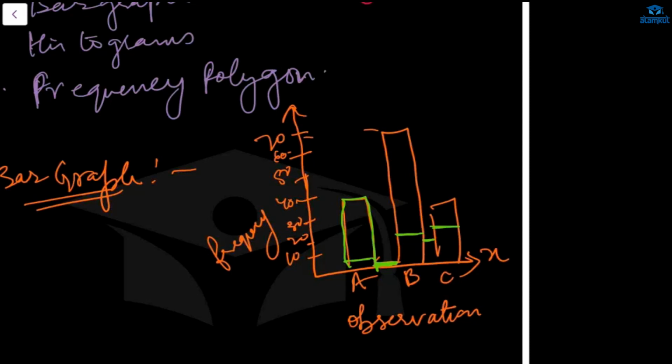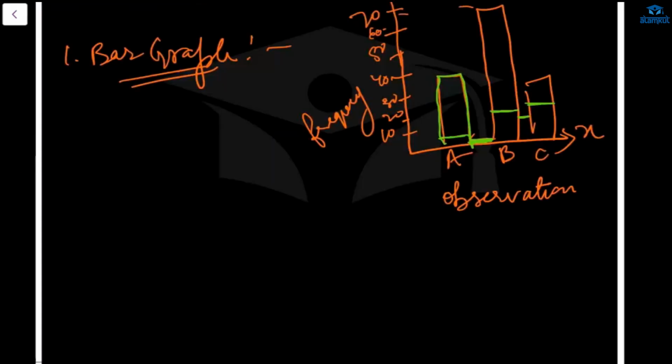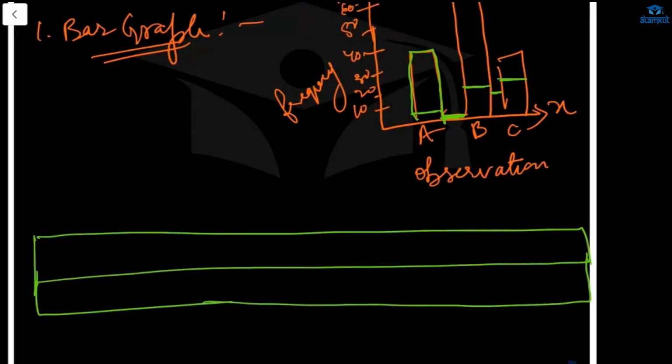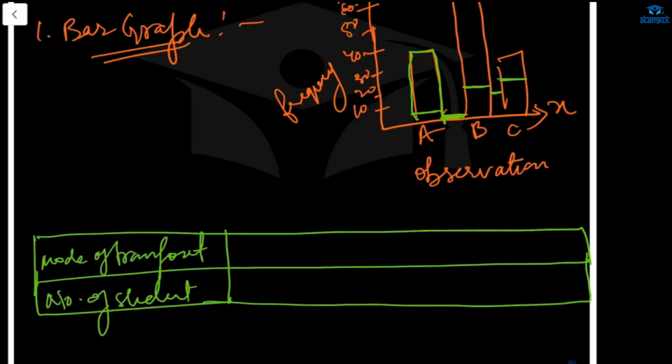Now, if I give you a question, the bar graph is the very simple one. Example, I'm giving you a question here: mode of transport and number of students. For example, you go to school, and students can have different modes of transport. Some students come with their father's car, some with school transport, some with their scooty, some with their cycle. But the students can come with different transport.